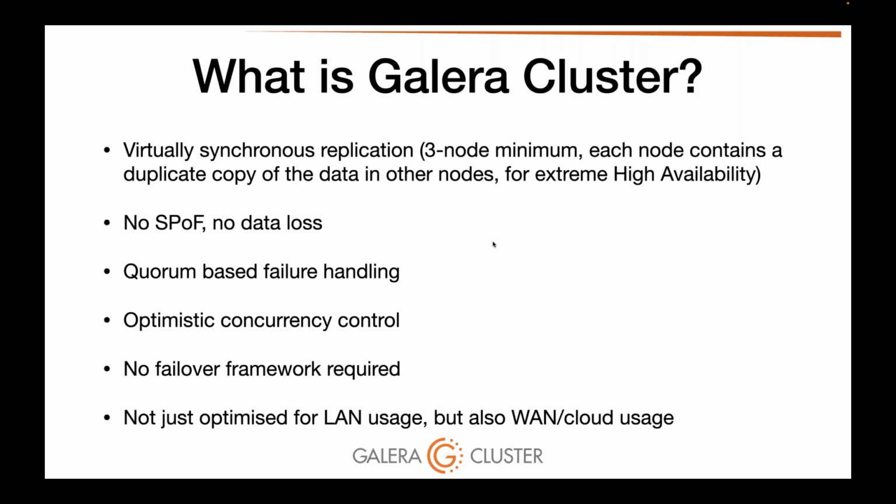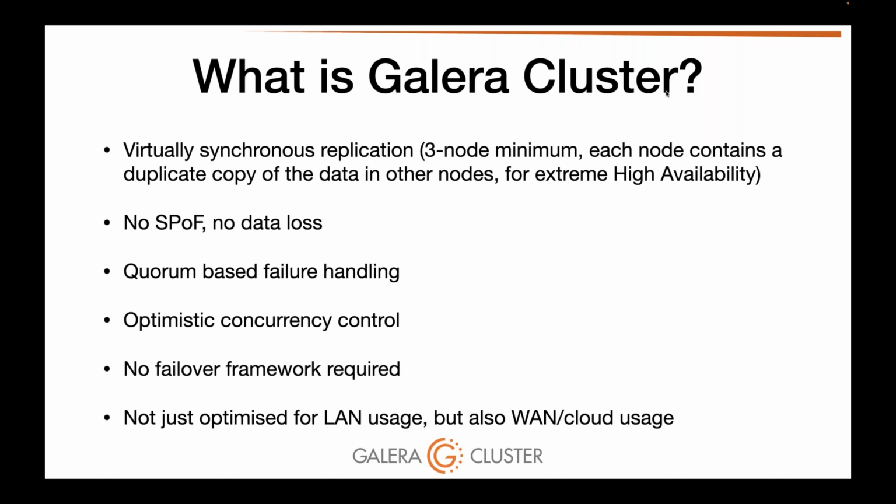Besides that, there is no single point of failure. There is no data loss. It uses quorum-based failure handling, which means there is a voting, which is useful. This is why we recommend a minimum of 3 nodes and not anything less, though there are workarounds for that, because when one node goes away, 2/3 is still around, and 2/3 constitutes a quorum.